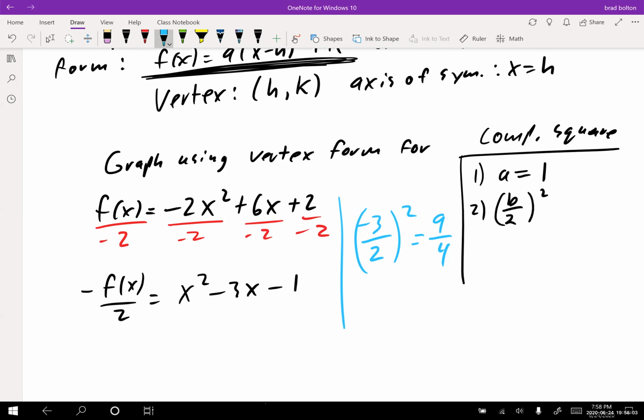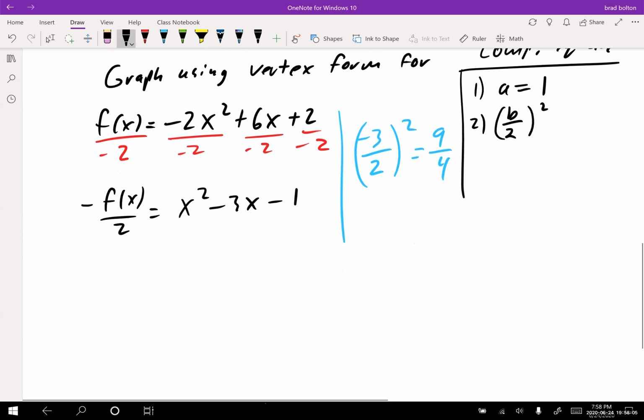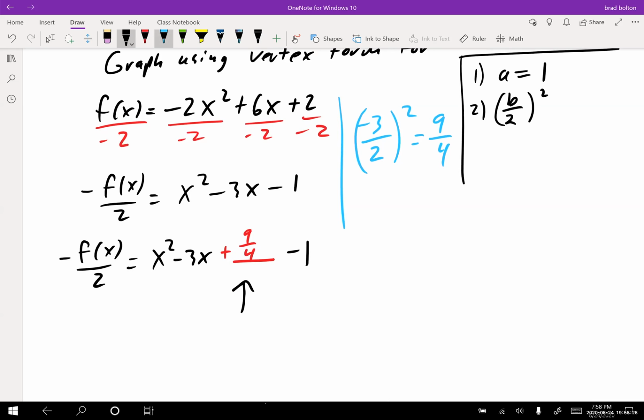So what you do then is you come over here and you say negative f of x over 2 equals x squared minus 3x, and then you do plus blank. And that's right where you put 9 over 4, minus 1, okay? Now you have a couple choices. There's a bunch of ways that you can do this. You know how you just added 9/4 right here? You could subtract off 9/4, right?